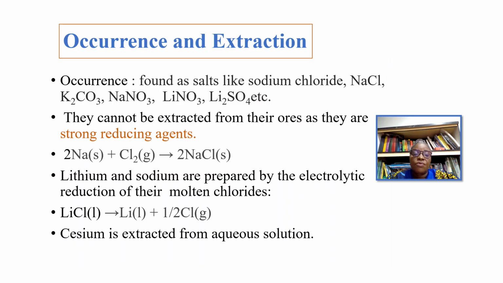Occurrence and extraction of Group 1 metals. Extraction, we know, is the process of separation of an element or compound from a mixture. The alkali metals cannot be found in their native or pure state in nature because they are extremely chemically reactive. They are strong reducing agents and cannot be extracted from their ores. Specifically, they react violently with water.